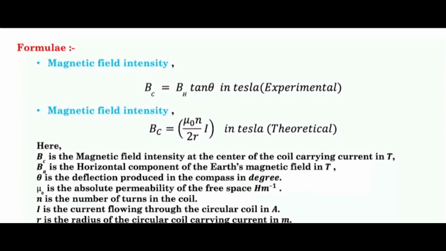Bh is the horizontal component of the Earth's magnetic field. Theta is the deflection produced in the compass. Mu naught is the permeability of free space. N is the number of turns in the coil. I is the electric current flowing through the circular coil, and R is the radius of the circular coil which carries the electric current.